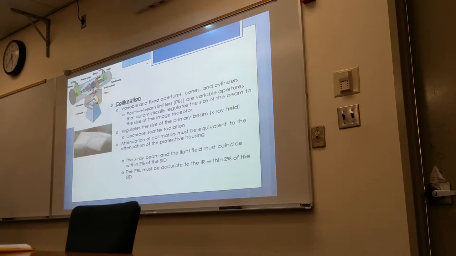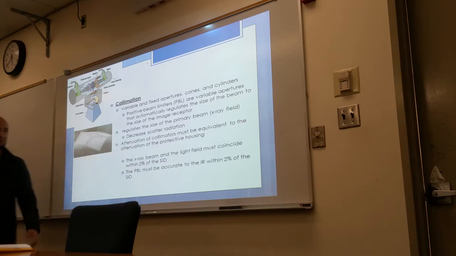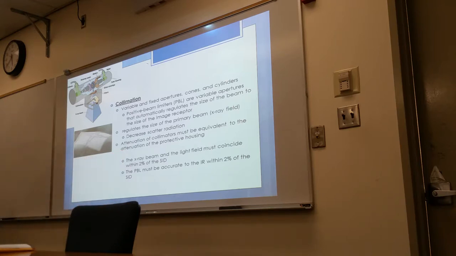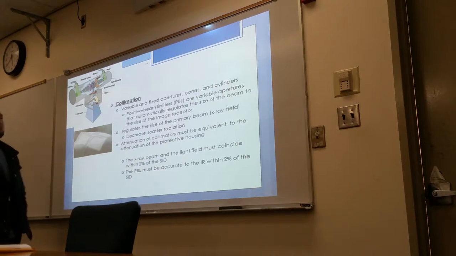What else does scattered radiation do to your image? It causes increased fog, so it diminishes the quality of the image. Now, the attenuation of collimators. What's attenuation? Absorption. The absorption of the collimators must be equivalent to the attenuation of the protective housing. I'm going to repeat that one more time. Attenuation of collimators must be equivalent to the attenuation of the protective housing.